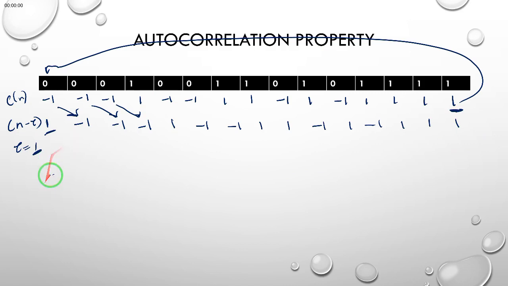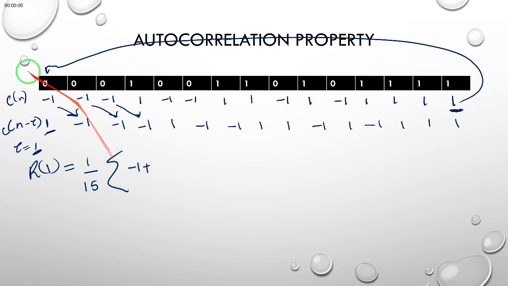Now, as you remember from our autocorrelation function, R of 1, because our tau is 1, is going to be given by 1 over n, where n is 15. So we put our 15 there, sum of C of n times C of n minus tau. In this case, you're simply doing cross multiplication of each of these pulses. Therefore, whenever we have -1 times 1, that equals -1, plus, of course, this is a summation.